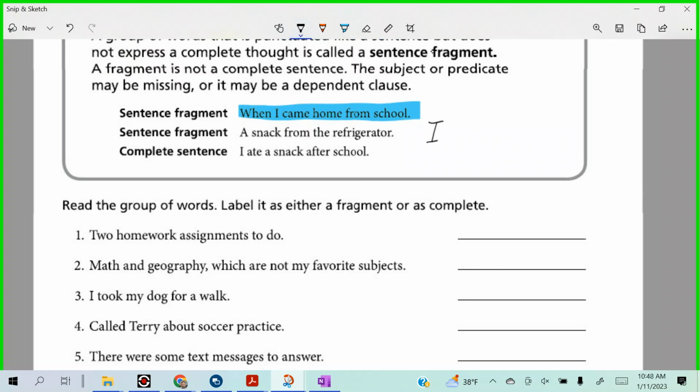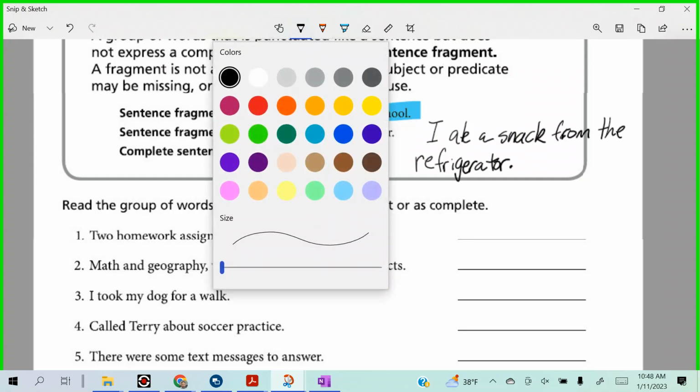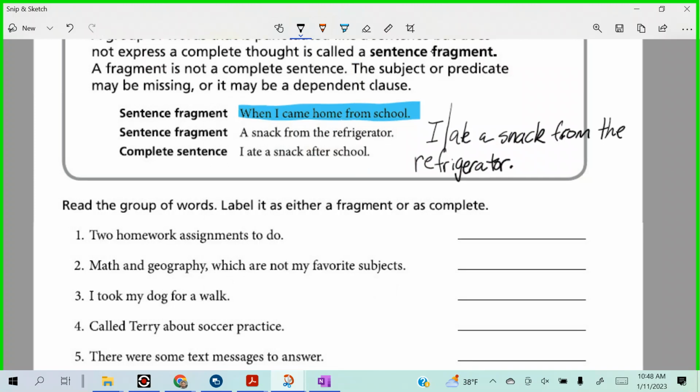I ate a snack from the refrigerator, right? Period. Now, who can tell me what the subject is in this? Frederick. You ate. No. What's the subject? Actually, in the sentence, you were right, but what's the subject in this one? A snack. I is the subject.